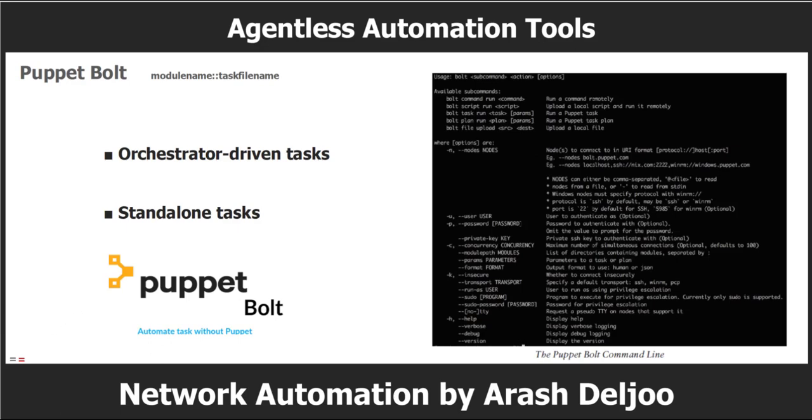As you can see, bolt task show, then for example the module name, double colon, task name in the command line. Actually, now we learn about the bolt command run, then the command bolt script run, bolt task run, okay, and also you know about the bolt task show. After that, for example, the module name, double colon, task file name.